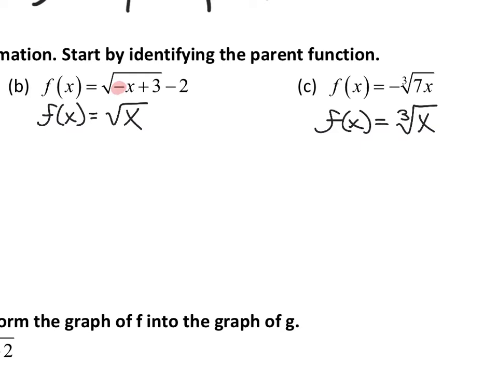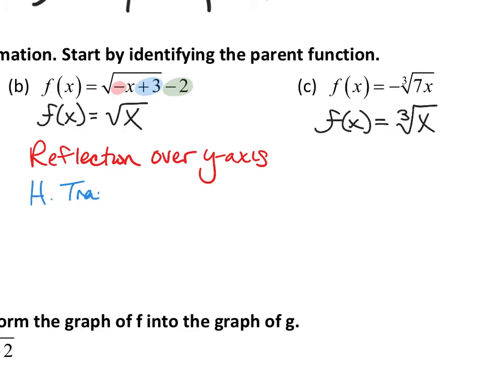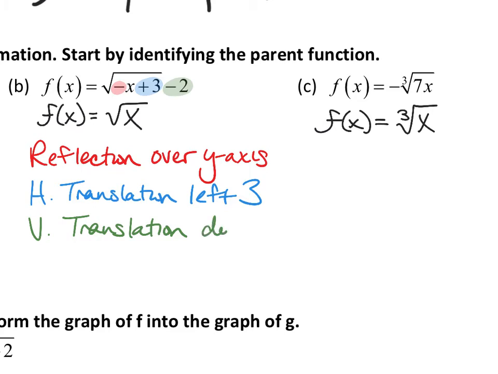But if you look at letter B, there are 3 things that are different from the parent function to my transformed graph. Let's name them. We're multiplying a negative 1 on the inside. That's called a reflection over the y-axis. We're adding 3 on the inside. That's a horizontal translation to the left 3 units. And since we're subtracting a number on the last little piece right there, this is called a vertical translation down 2. Makes sense?